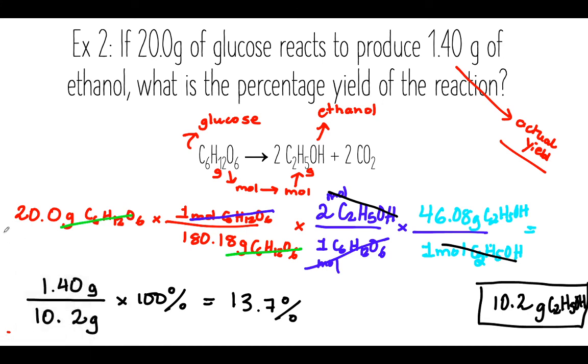So the two types of questions that we've done: one where you're given both the actual yield as well as the theoretical yield, and the second type of question where you're given the actual yield in the question, but you have to figure out the theoretical yield and then find the percentage yield. Okay, that's pretty much it.